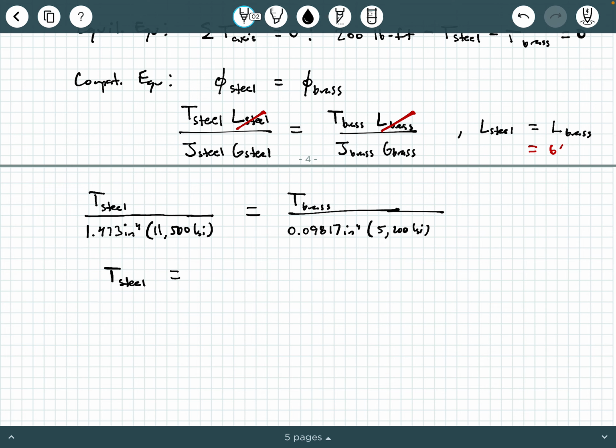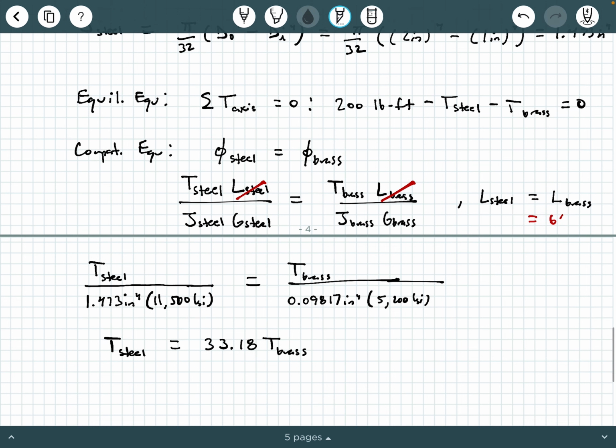1.473 times 11,500, and then that's divided by 0.09817, also divided by 5,200, okay? And so we get T steel is equal to 33.18 times T brass. And now what we can do is substitute this 33.18 T brass into the term for T steel in our equilibrium equation, and then we can knock out one of those unknowns and solve for T brass directly.